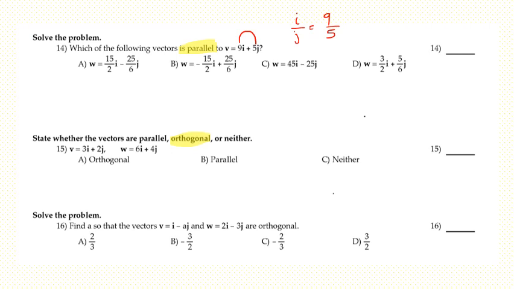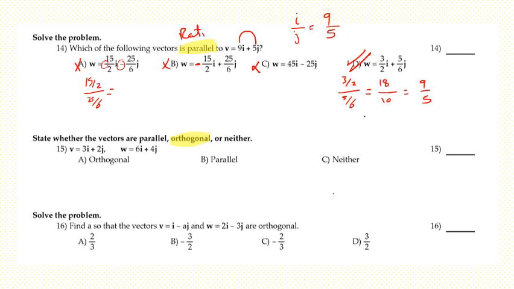So I'm going to take this one and find the ratio between i and j. So 15 over 2 divided by 25 over 6. Of course, this number is positive and this number is negative, so it's not going to be the same. So it's not A. And it's not B, because negative divided by positive won't give me the same. And it's not C, so I'm sure that it's D. So it's 3 over 2 divided by 5 over 6, which is equal to 18 over 10, which is equal to 9 over 5. So two vectors are parallel if they have the same ratio of i to j.